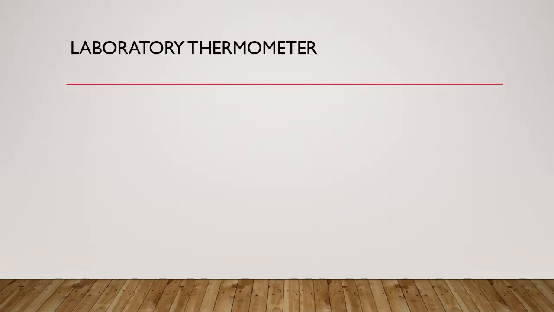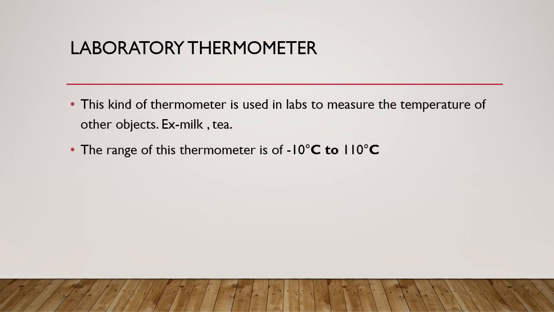So now we'll study laboratory thermometers, the second kind of thermometer, which is used for measuring the temperature of objects other than human beings, like milk or tea. The range of this thermometer goes from minus 10 degrees Celsius to 110 degrees Celsius. These thermometers are used in laboratories for measuring the temperature of other objects, but not human beings.